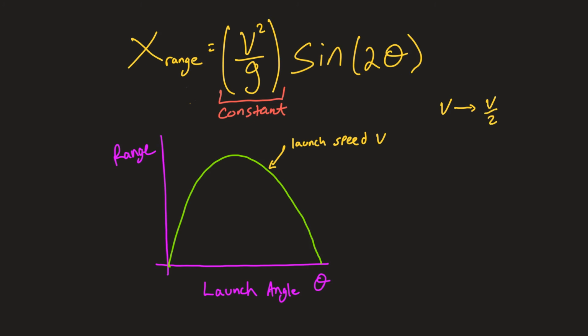Use proportional reasoning. Pause the video and think: what would happen to our range? By what factor would the range change if we cut the launch speed in half? Give it a shot.